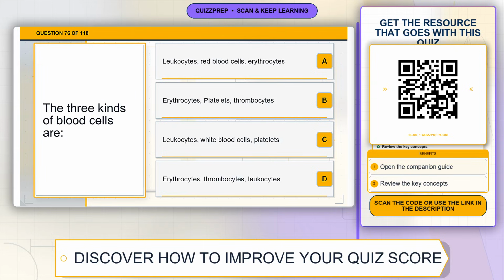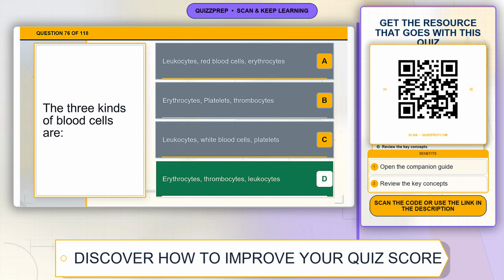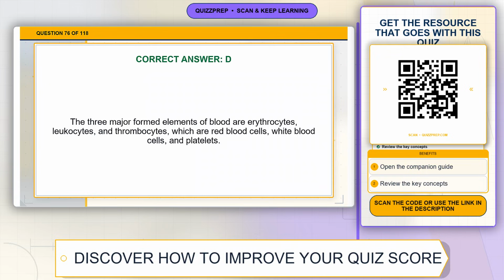Question 76. The three kinds of blood cells are: Option A, leukocytes, red blood cells, erythrocytes. Option B, erythrocytes, platelets, thrombocytes. Option C, leukocytes, white blood cells, platelets. Option D, erythrocytes, thrombocytes, leukocytes. The correct answer is option D, erythrocytes, thrombocytes, leukocytes. Explanation. The three major formed elements of blood are erythrocytes, leukocytes, and thrombocytes, which are red blood cells, white blood cells, and platelets.